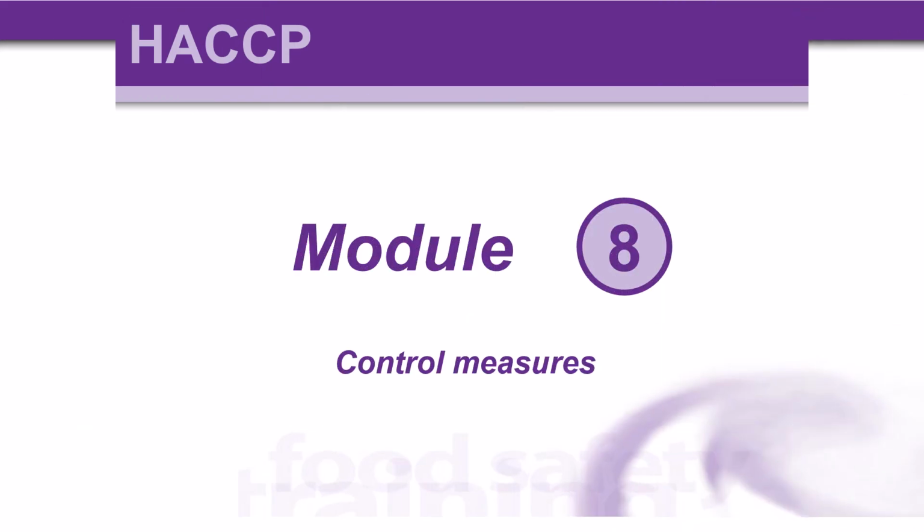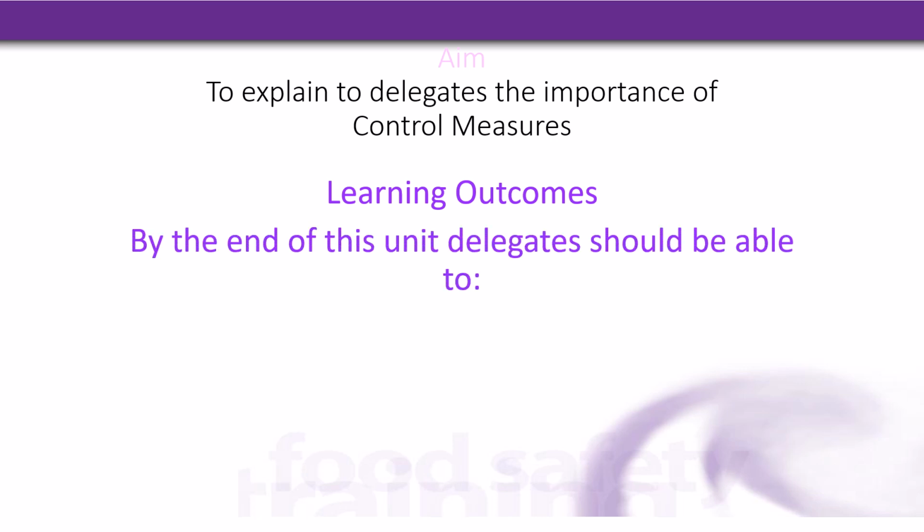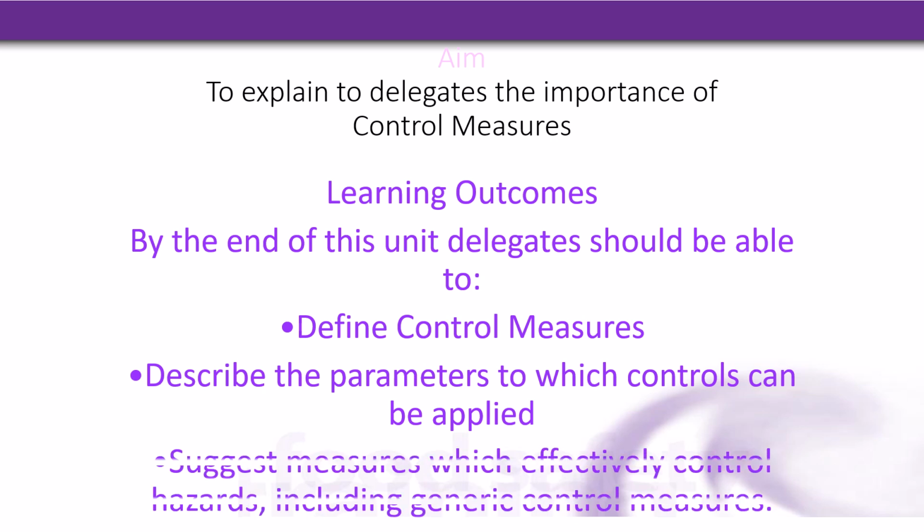Module: control measures. The aim of this unit is to explain to you the importance of control measures. Learning outcomes. By the end of this unit, you should be able to define control measures, describe the parameters to which controls can be applied, suggest measures which effectively control hazards, including generic control measures.